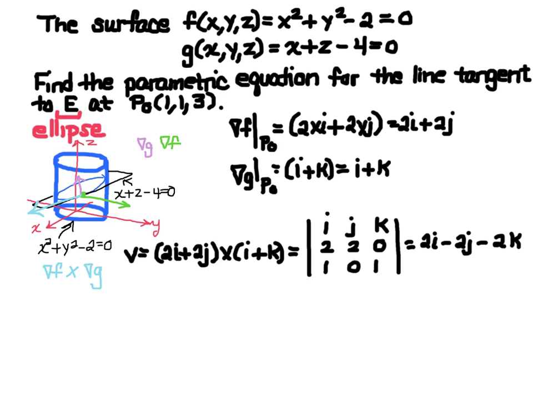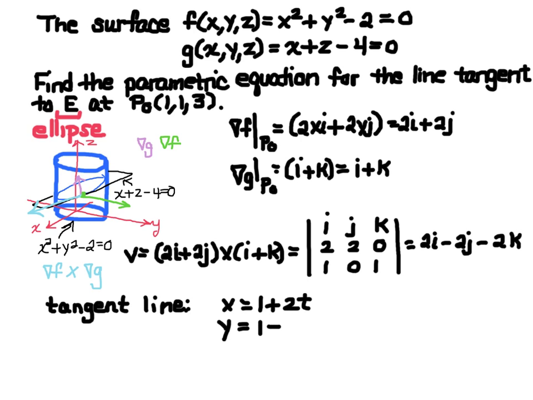And from this we get our tangent line, which is in parametric form. x is equal to 1 plus 2t, y is equal to 1 minus 2t, and z is equal to 3 minus 2t, giving us the parametric equation for the tangent line.